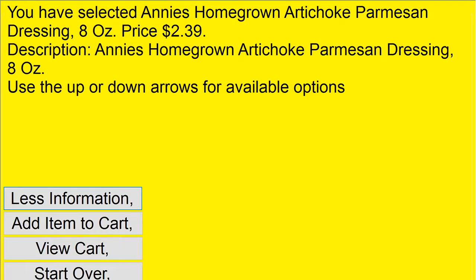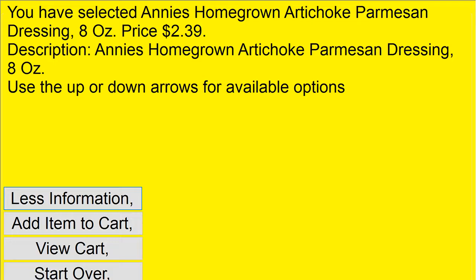So it tells me a description based on what's available from that store, such as the size, the weight, any ingredients that I need to know about, and the price. I can then choose to add the item to the cart, view cart, or start over.